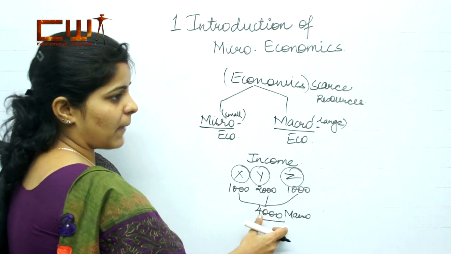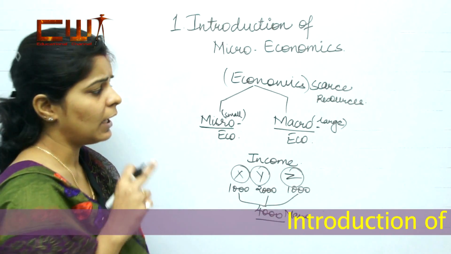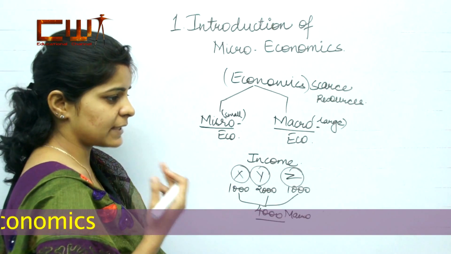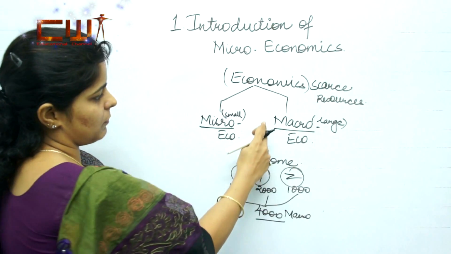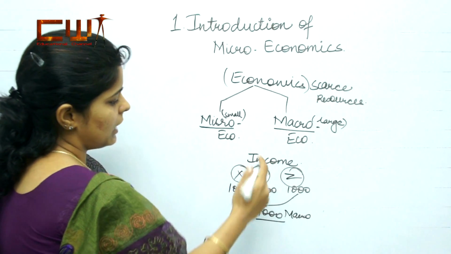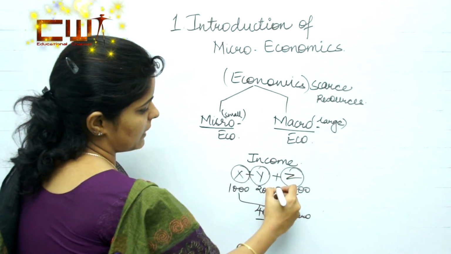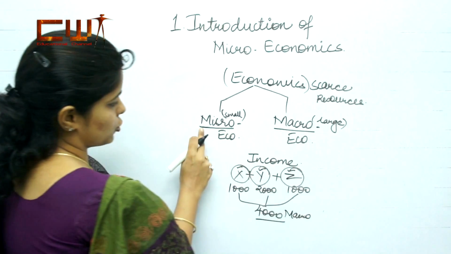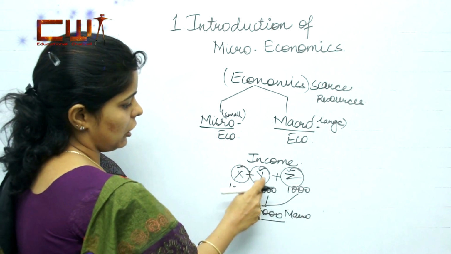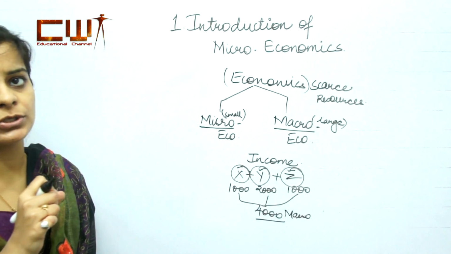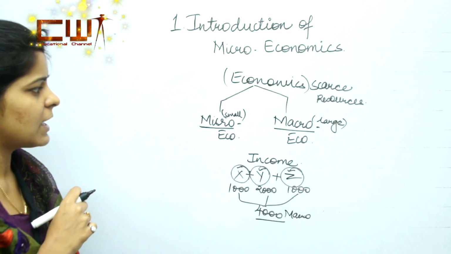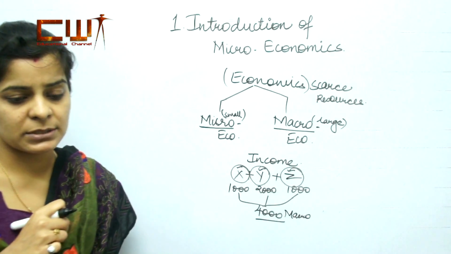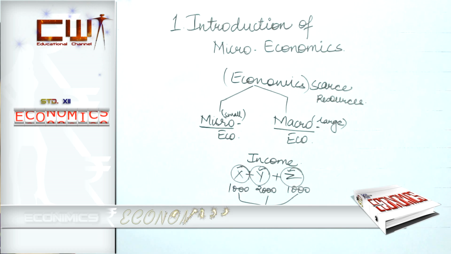So 4000 means macroeconomics. When you study anything of the country, national income, resources, expenditure, capital, savings of the economy, it is known as macroeconomics. But when you study X's income, Y's income and Z's income individually, that is known as microeconomics. Individual study, small or tiny study of all the portions of the economy is known as microeconomics, whereas when you add these small portions of microeconomics, you will get macroeconomics. This is what you study under microeconomics and macroeconomics, right?